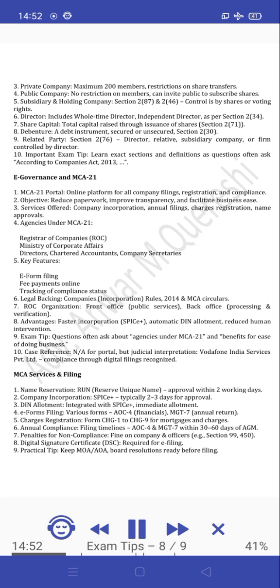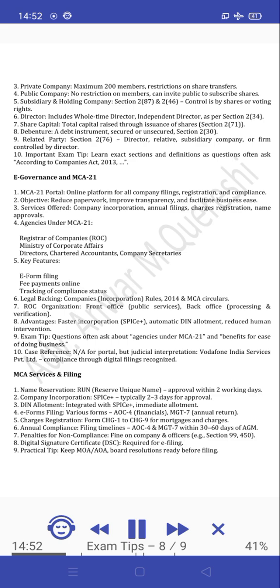4. E-forms filing. Various forms. AOC-4 financials, MGT-7 annual return. 5. Charges registration. Forms CHG-1 to CHG-9 for mortgages and charges. 6. Annual compliance. Filing timelines. AOC-4 and MGT-7 within 60 days of AGM. 7. Penalties for non-compliance. Fine on company and officers, e.g. sections 92, 99, 450. 8. Digital signature certificate, DSC. Required for e-filing. 9. Practical tip.